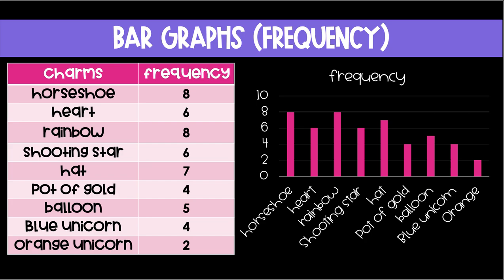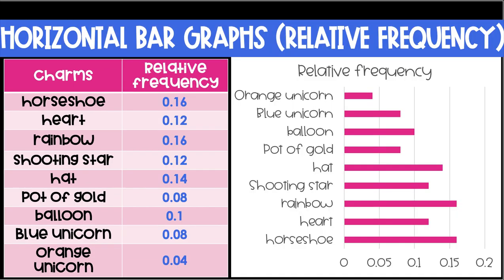Sometimes you can also have a horizontal bar graph. There's no difference between the two. It's the exact same thing. It's just that the bars, instead of being vertical, are horizontal. In this case, I chose to do this bar graph using the relative frequency.